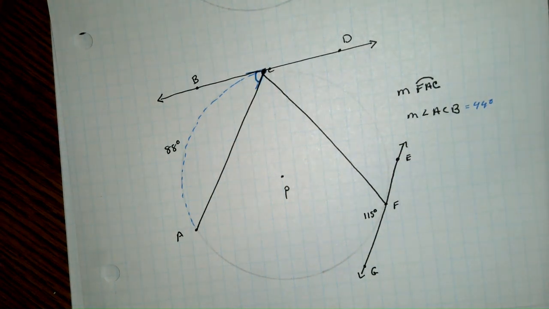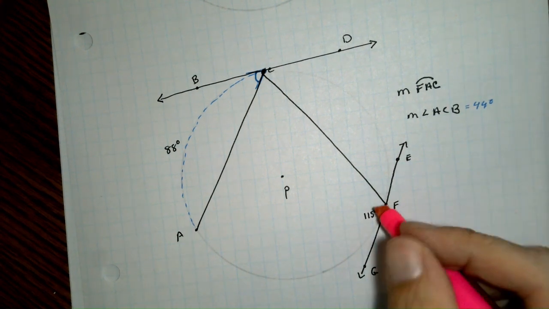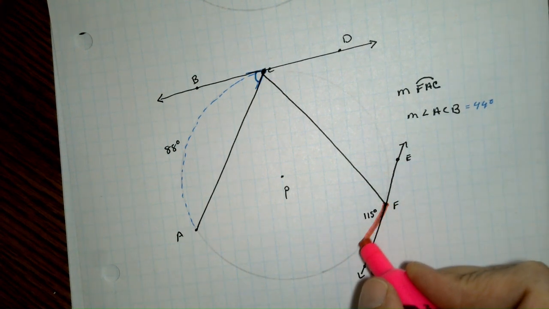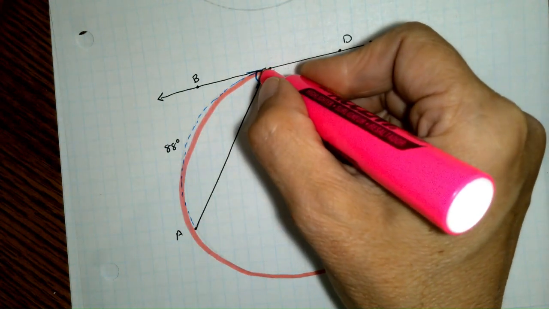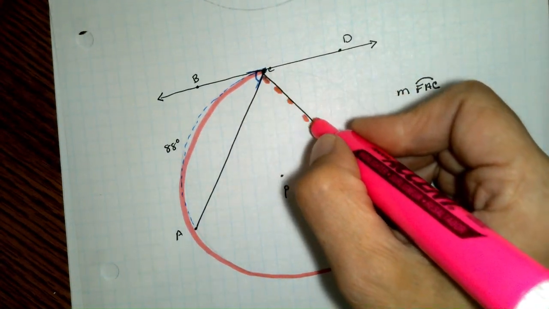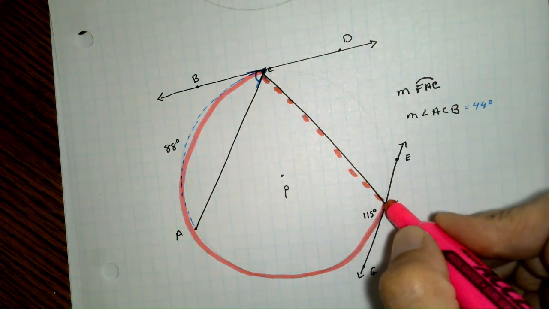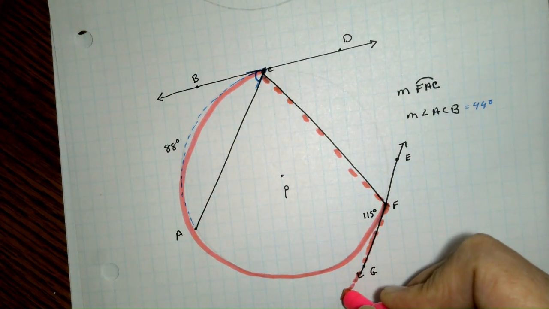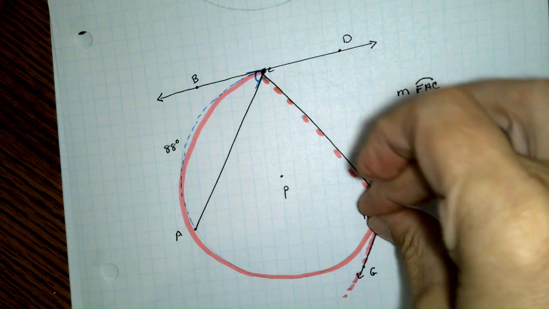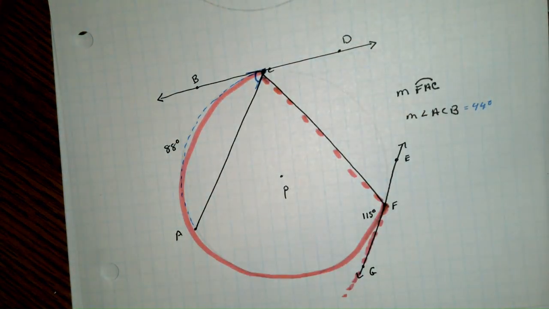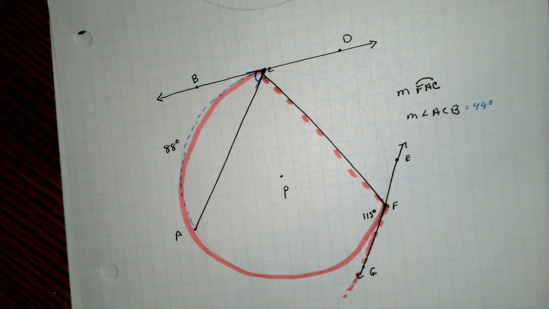Okay, and FAC. We're supposed to find the measure of arc FAC. Well, there we go. So they gave us the angle, they want the arc, we got to get bigger. So 115 doubled is 230.